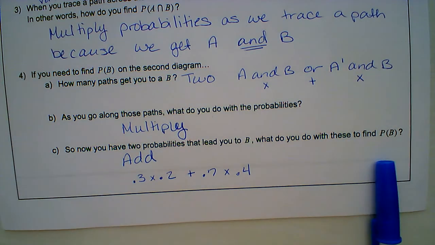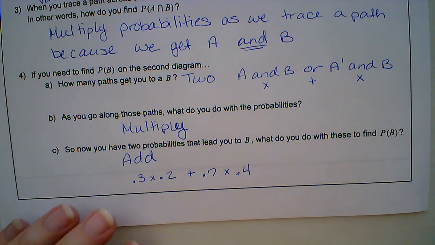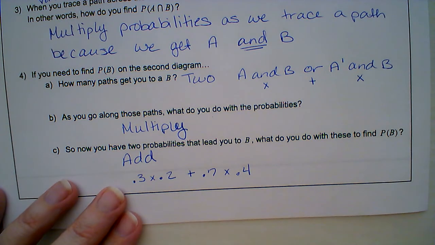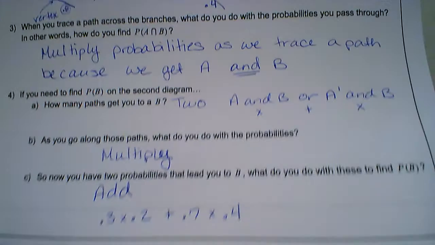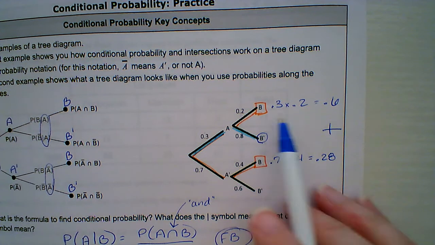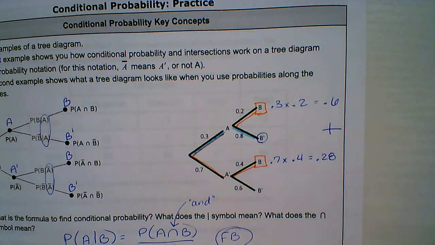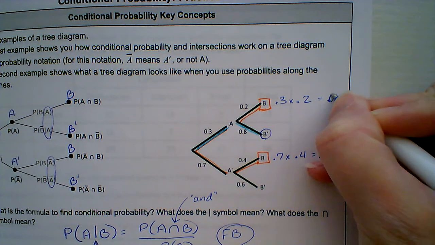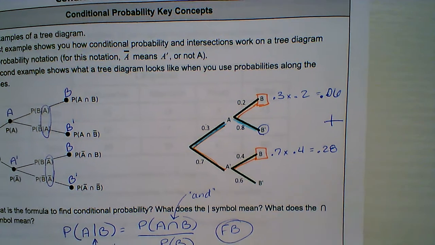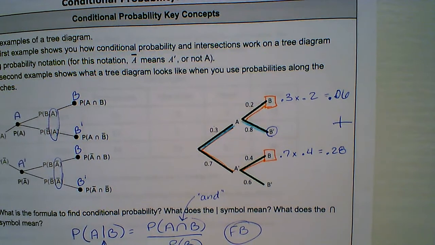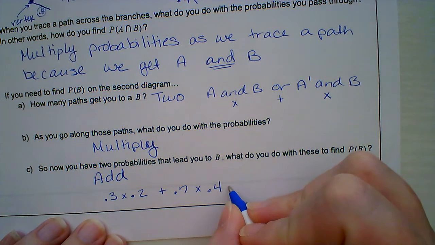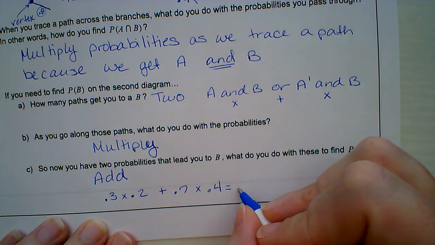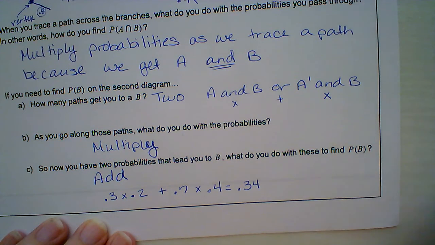And so when I get that, by the way, did you catch a little math mistake that I made here? I got a little carried away. What is 0.3 times 0.2? Yeah, that might be 0.06 actually. Hopefully you caught that and were maybe waiting for me to catch on to that one as well. But when we put these together, we're going to get 0.34.